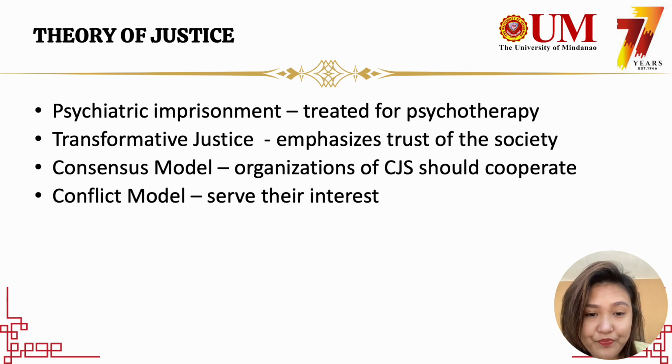And we have right here also the two models of CJS. We have the consensus model. This refers to a theory of CJS which argues that the organizations of the CJS do or should cooperate, and justice is a product of collaboration or cooperation. Whereas conflict is a type of theory of CJS wherein it assumes that the system components function primarily to serve their own interests. So basically, justice is a product of conflicts.